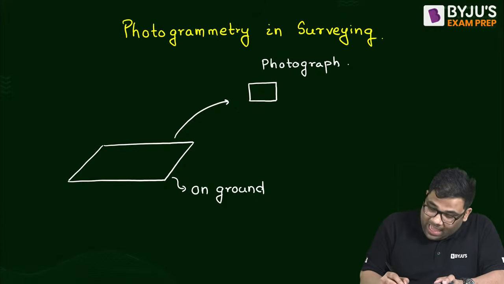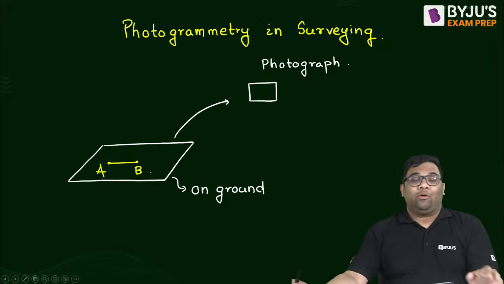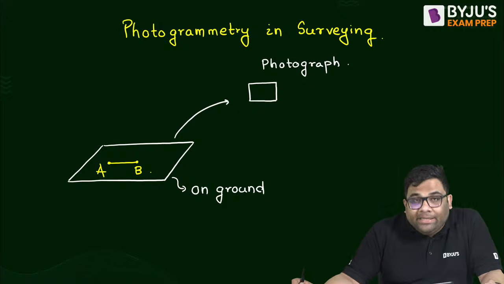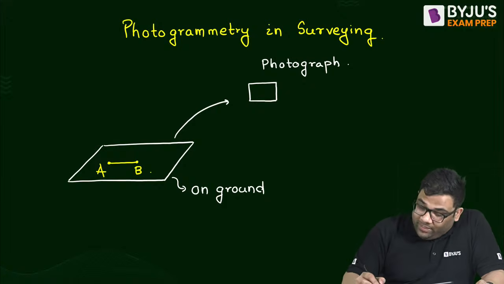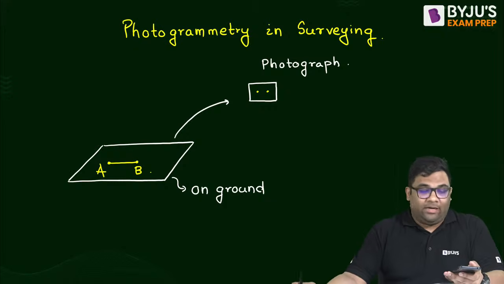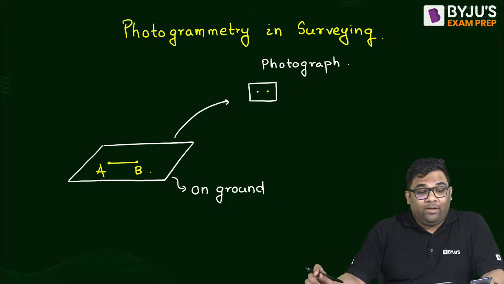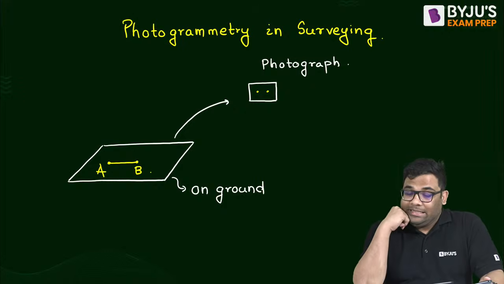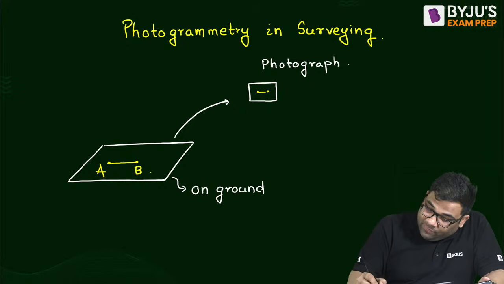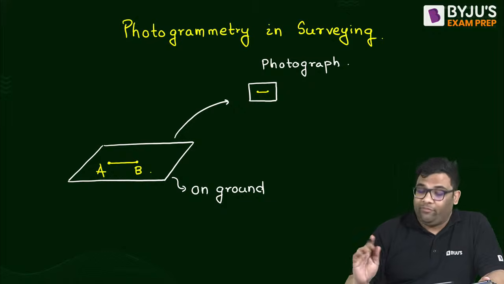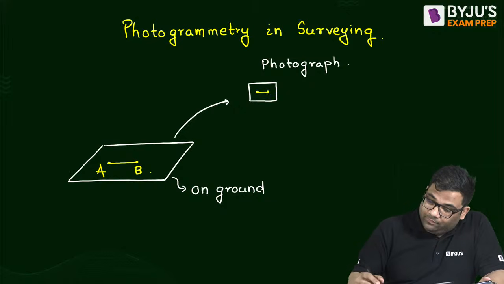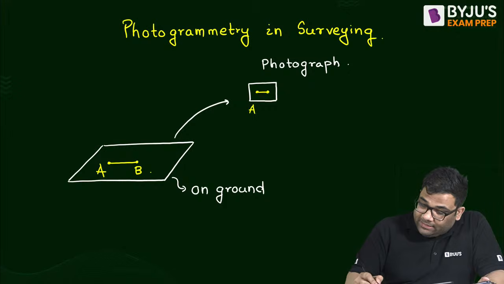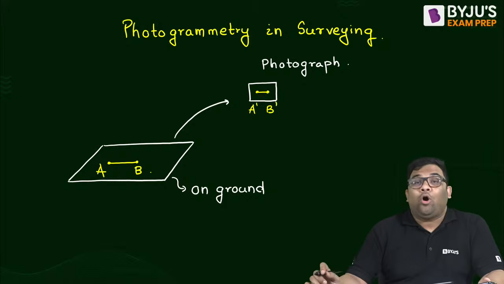Suppose we have a line AB on this ground. Tell me, if we see its impression in the photograph, will the length be the same or different? I am reading your comments. What can you comment about the length of AB in the photograph? Suppose I am calling it A dash, B dash. In the photograph it will be the same or different?